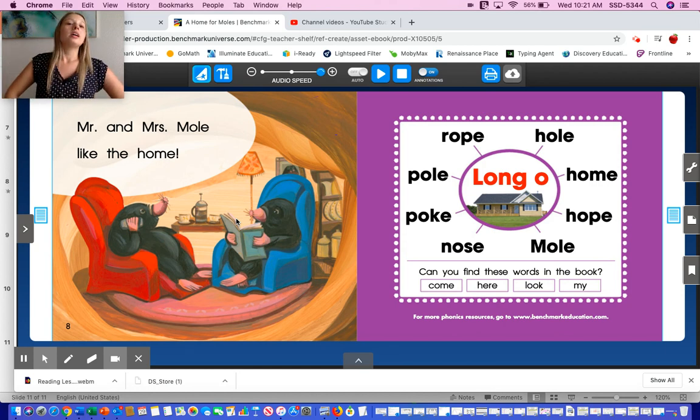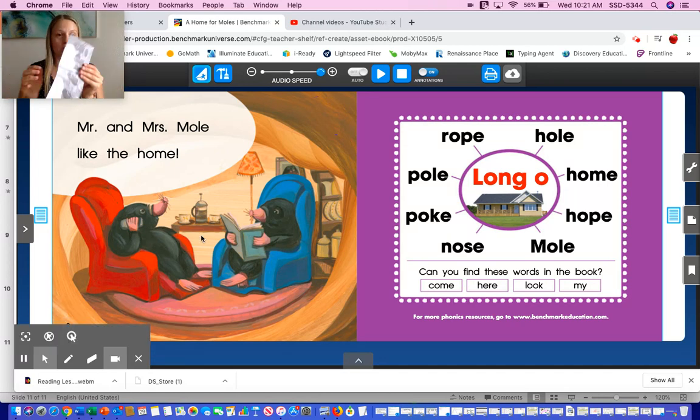Nice job. So as we were echo reading that together through the whole book, there were so many long O's with sneaky letter E's in there. And you can even flip through your book if you want to go find words that have sneaky E.